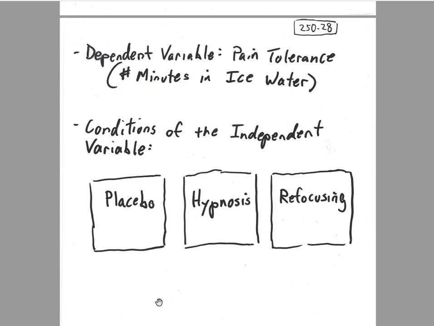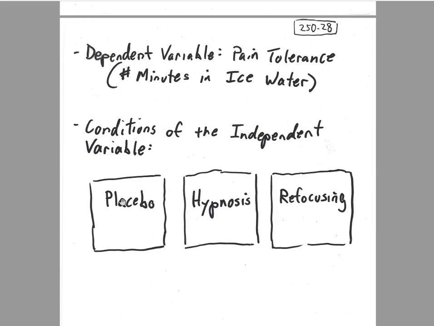For example, just to make this concrete, one subject came in on Monday, you gave them the placebo treatment, and you determined how many minutes they could keep their hand in a bucket of ice water. The same subject came in on Wednesday, you gave them hypnosis, and saw how many minutes they could keep their hand in a bucket of ice water then. The same subject came in on Friday, you had them do refocusing, and determined how many minutes they could keep their hand in a bucket of ice water then. You did the same kind of thing with all of your subjects, but you counterbalanced it.